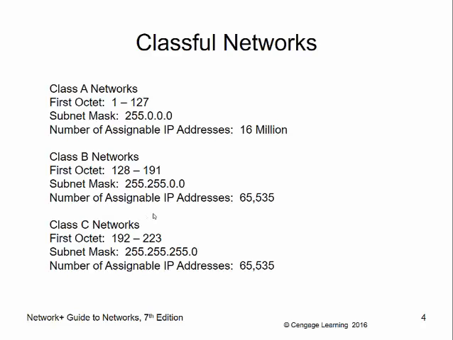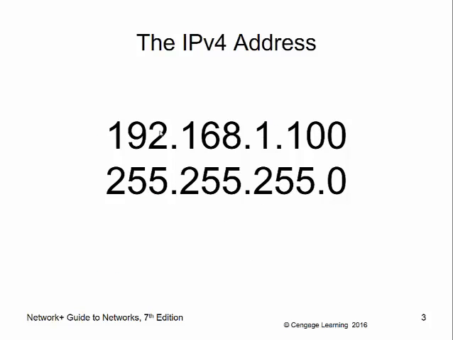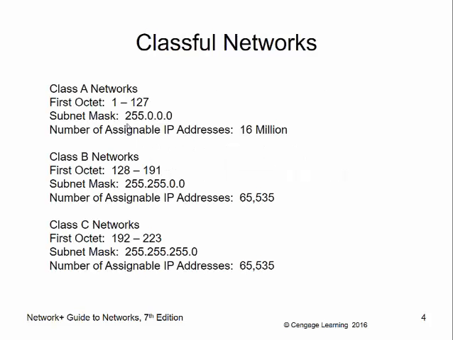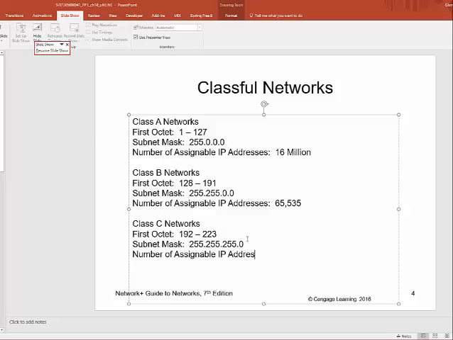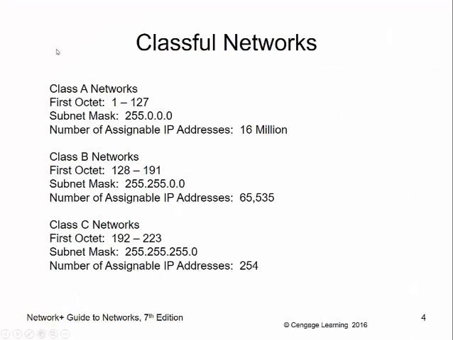Class C networks. In a Class C network, this first octet must be between 192 and 223. So right here, this is a Class C network. And by definition, in classful networking, it has a subnet mask of 255.255.255.0. Actually, I have a typo on here. Look at that. Who wrote this slide? Oh, I did. The number of possible IP addresses in a Class C network is not 65,565. That's Class B. But what it is, is 254. Let me fix that real quick. There we go. That's better.